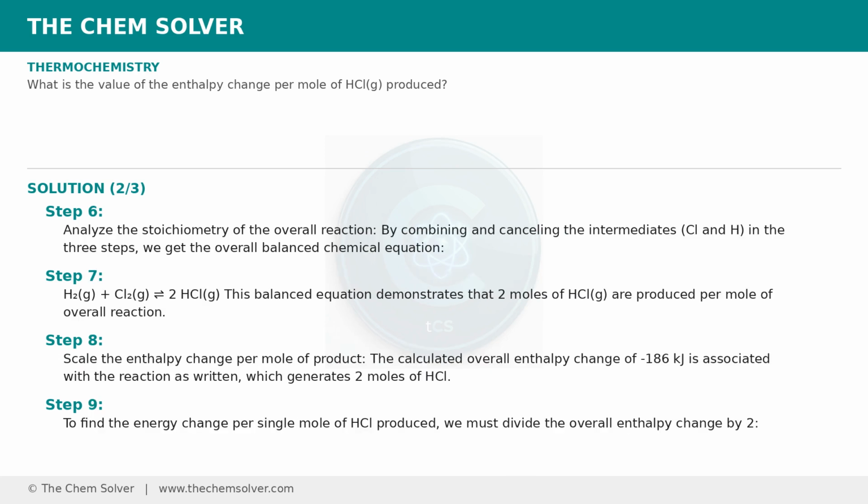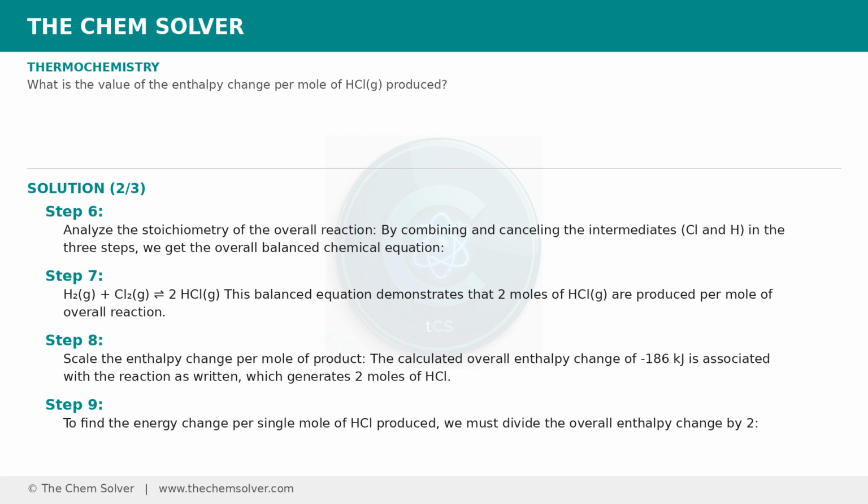Analyze the stoichiometry of the overall reaction by combining and canceling the intermediates, Cl and H. In the 3 steps, we get the overall balanced chemical equation: H2 plus Cl2 is in equilibrium with 2 HCl. This balanced equation demonstrates that 2 moles of HCl are produced per mole of overall reaction.